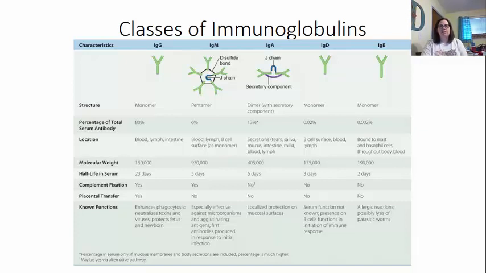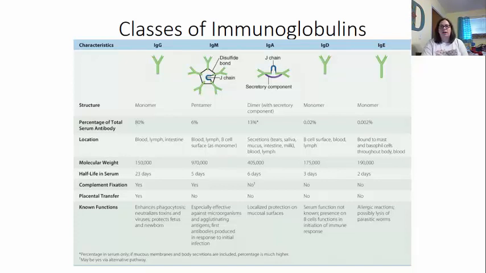The IgGs are going to have the distinctive Y shape. They are considered a monomer because of this. 80% of your antibodies are this particular antibody. These can be found in your blood, your lymph, and your intestines. They have a lifespan of approximately 23 days, and they are going to be really important in helping enhance phagocytosis, neutralizing toxins and viruses, and they also protect the fetus in newborn. These ones can actually cross the placenta.